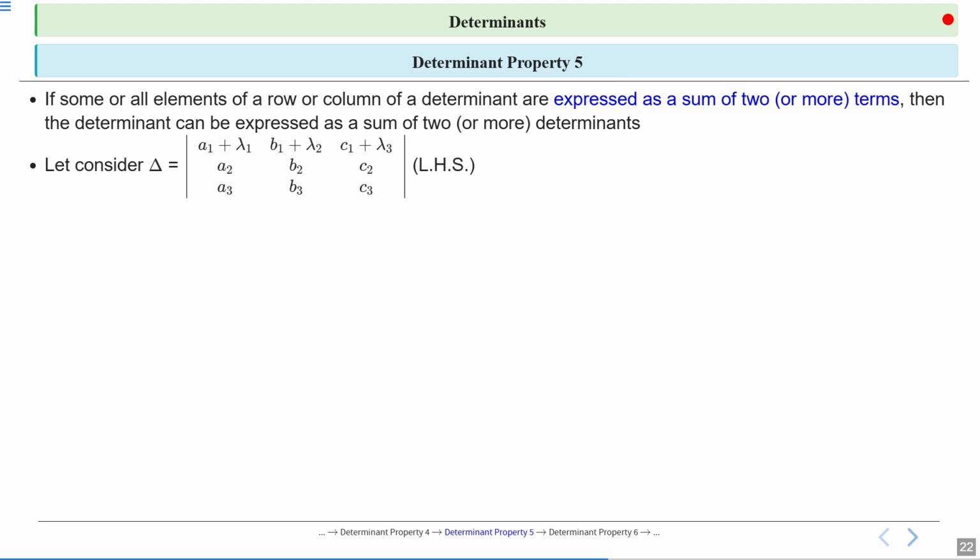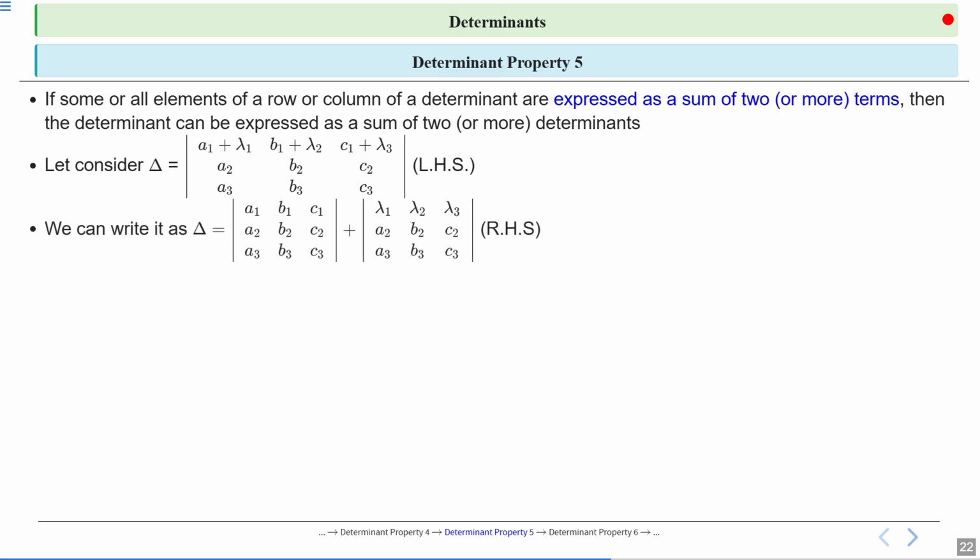So we can express the determinant as a sum of 2 determinants. Just taking the first term, for a1 and lambda 1, take a1 and write a1, b1, c1, a2, b2, c2, a3, b3, c3, plus the second term of the sum, lambda 1, lambda 2, lambda 3, a2, b2, c2, a3, b3, c3. So the second row and third row do not affect it, but according to the sum present in the first row, we just distribute it into 2 determinants and convert it into the sum of 2 determinants.